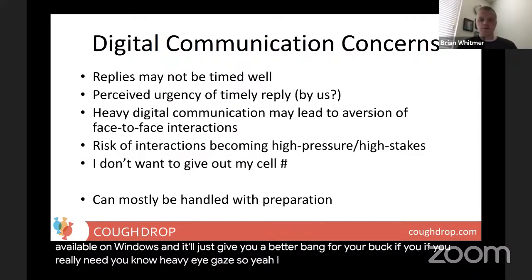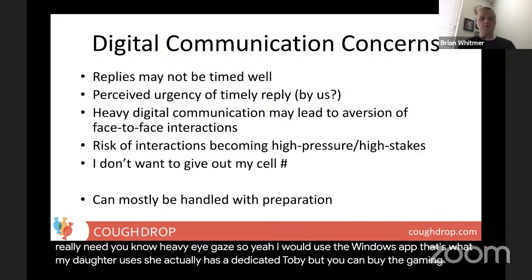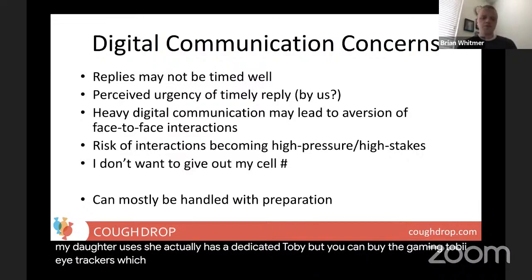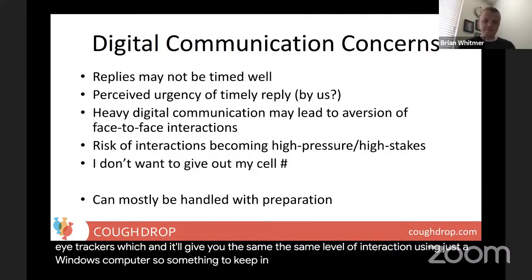So I would use the Windows app. That's what my daughter uses. She actually has a dedicated Tobii, but you can buy the gaming Tobii eye trackers, which are $150. It's called the Tobii 4C, and it'll give you the same level of interaction using just a Windows computer. So something to keep in mind.